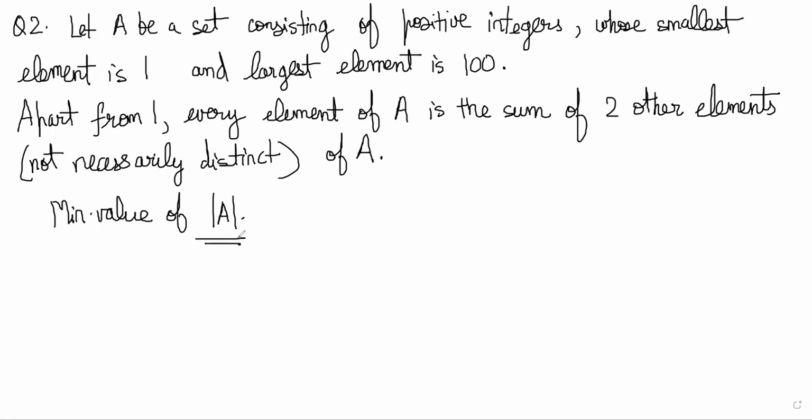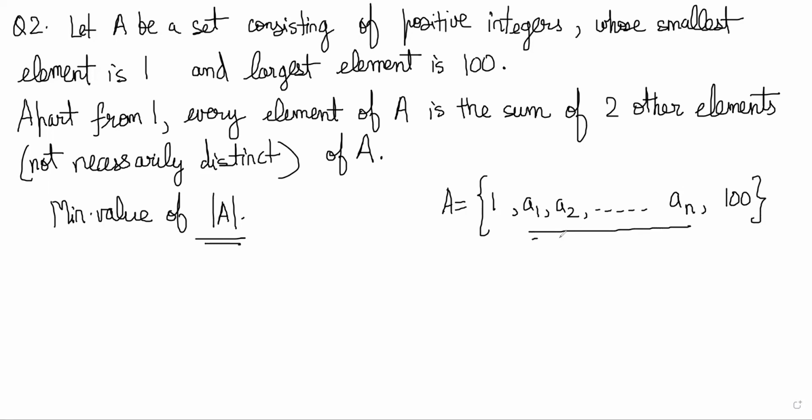Now, this is a slightly tricky question. Think about it. A is a set like this. You can start with 1. You have A1, A2, and let's say we have AN, and then last element is 100, right? So we are saying that there are n elements apart from 1 and 100. 1 is the first element and 100 is the largest element, right?